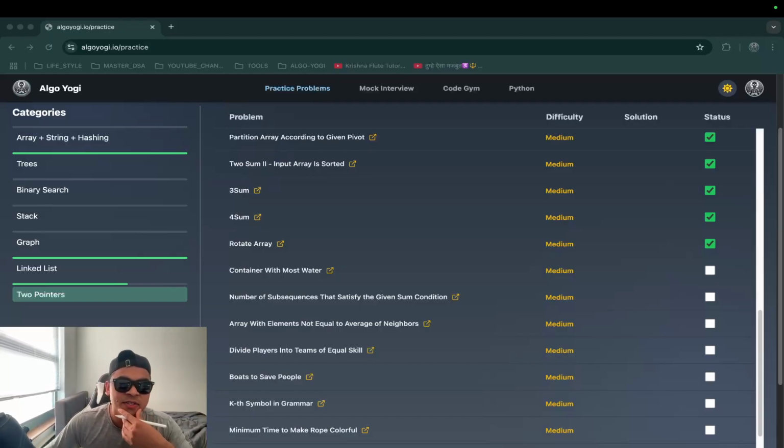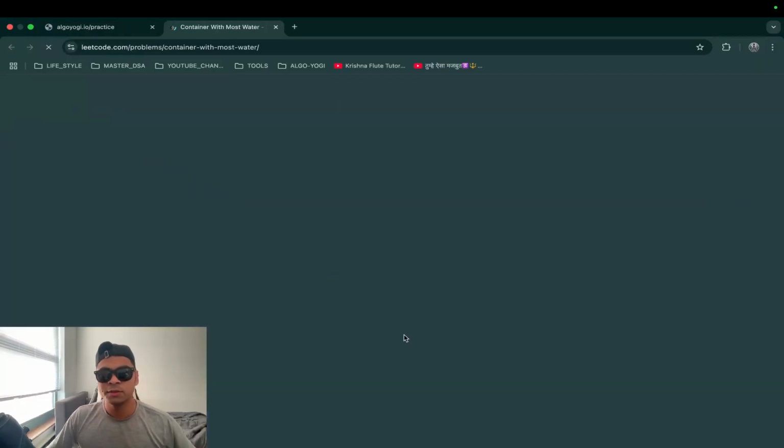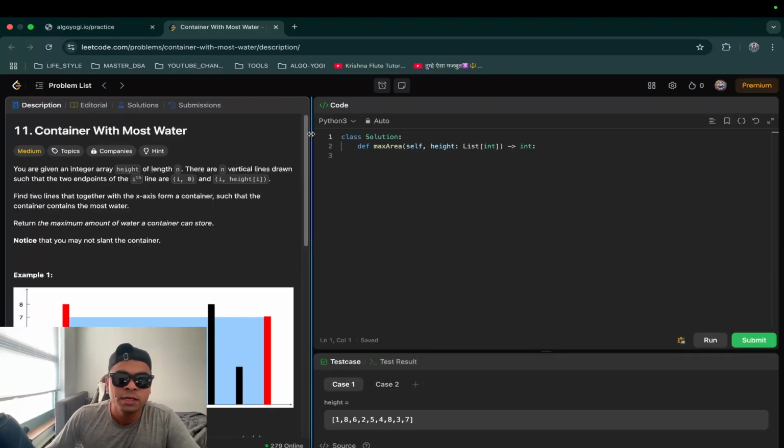We are doing the two pointers approach in the two pointers series. I'm not going to start re-recording, I'm going to keep it going. So our next problem in the list is Container With Most Water. Let's go to the problem on LeetCode.